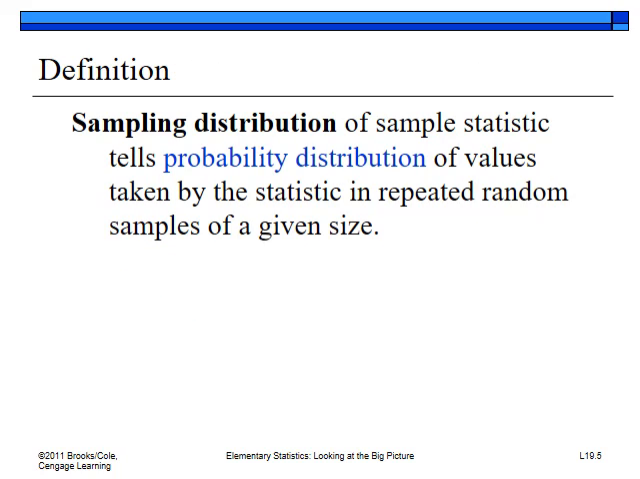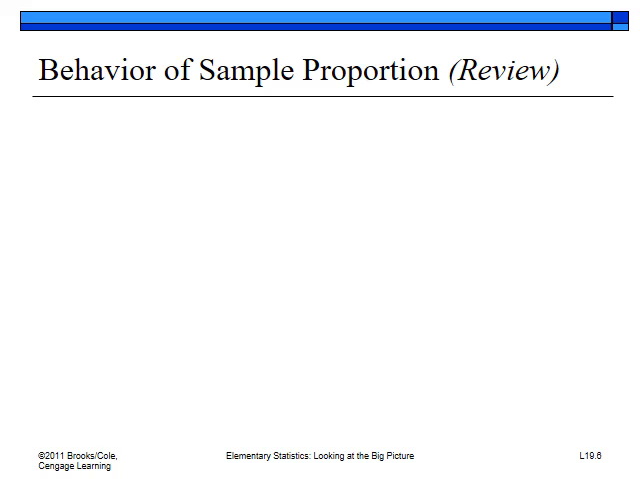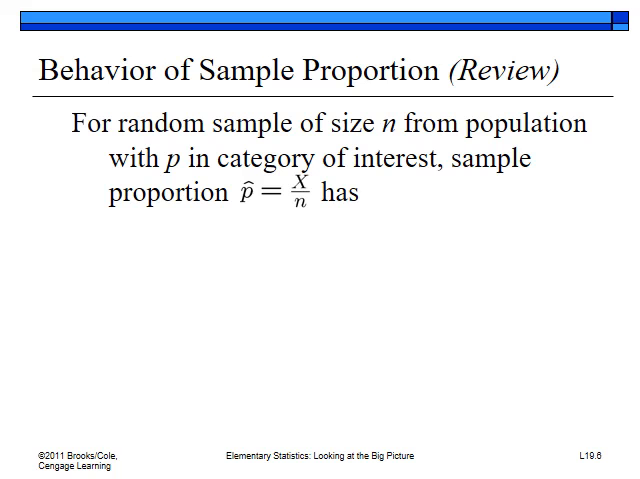Now, a sampling distribution of a sample statistic is the probability distribution of the values that are taken by the statistic if we repeatedly choose random samples of the same fixed size. Remember that probability distributions are summarized using center, spread, and shape. Just to review quickly, if we take a random sample of size n from a population that has a proportion P in the category of interest, the sample proportion is computed by taking the count in the sample, that's X, and dividing by the size of the sample, that's N.